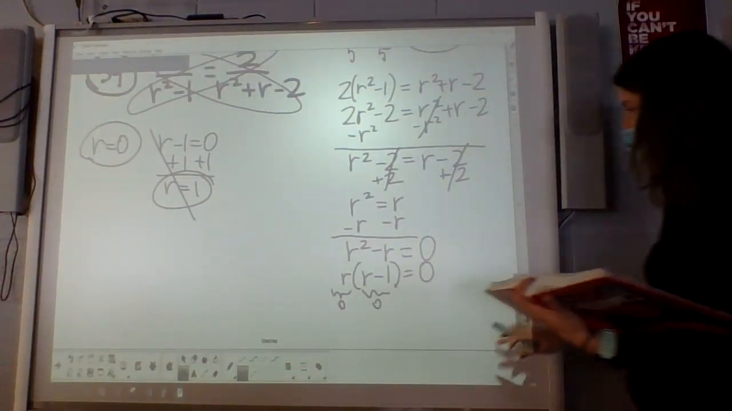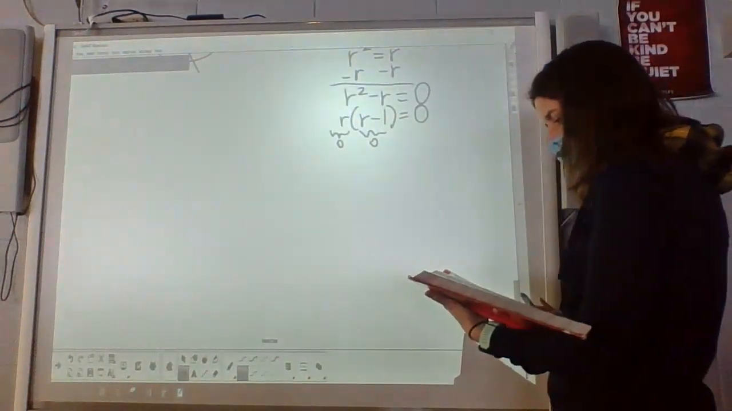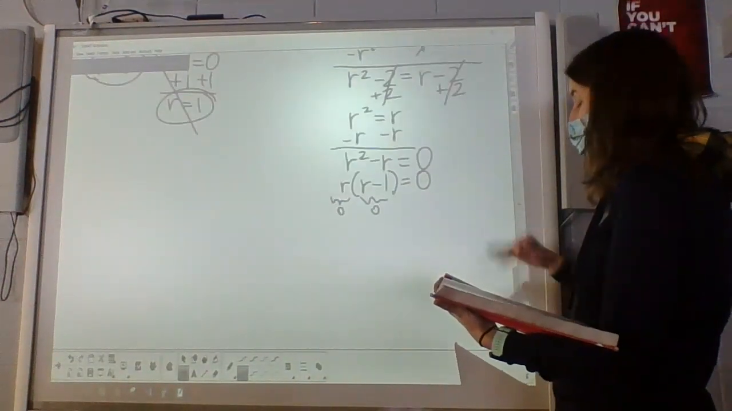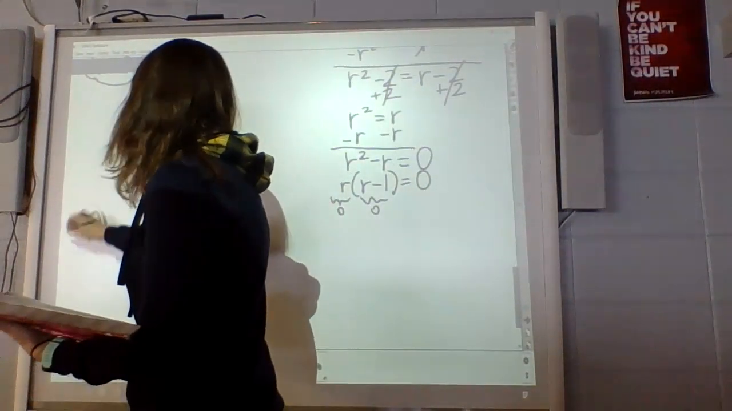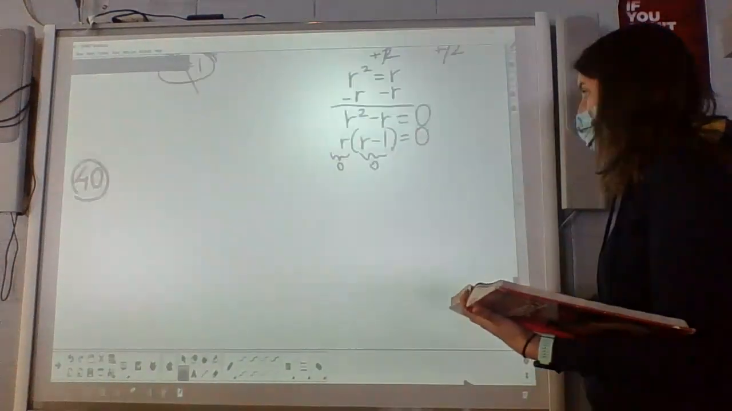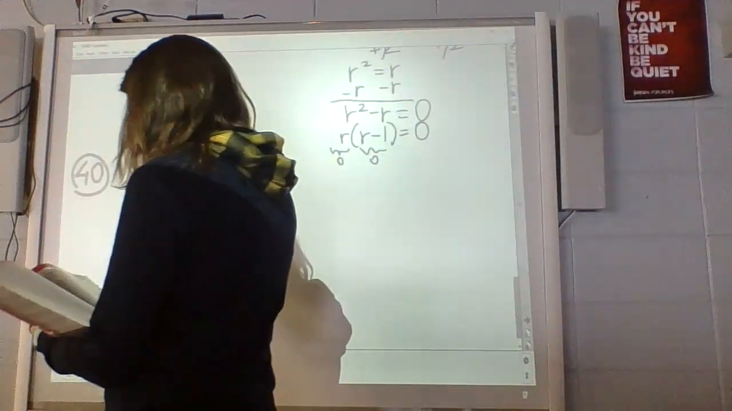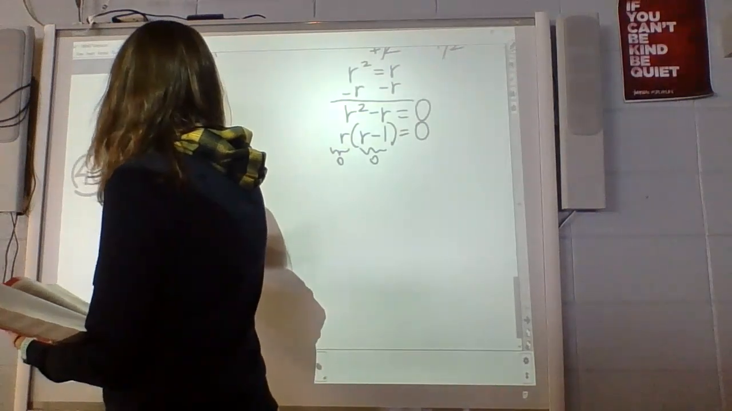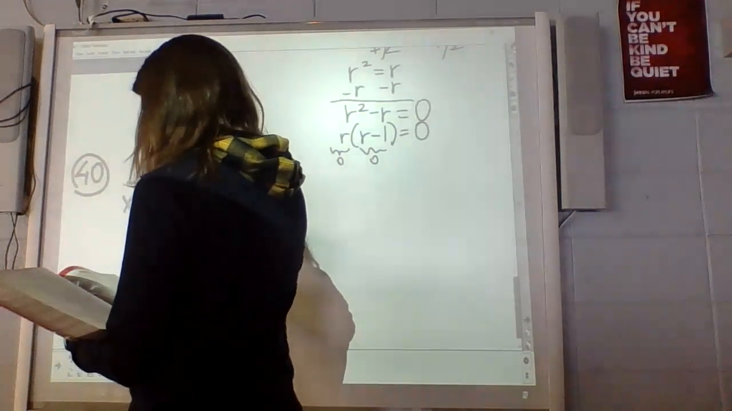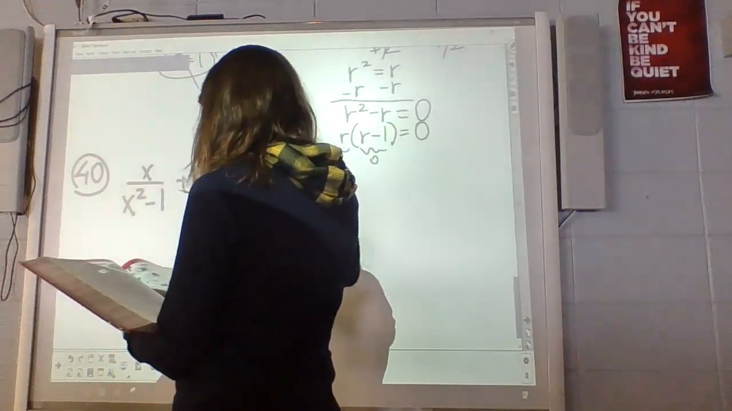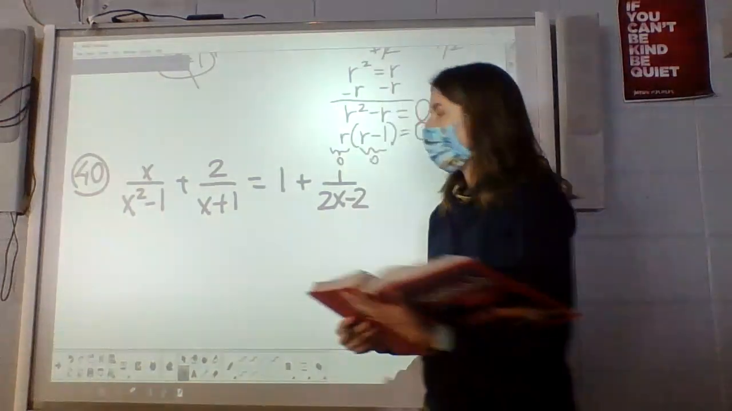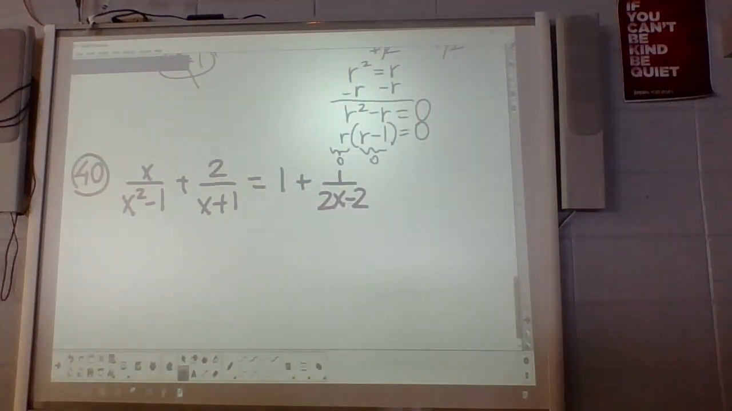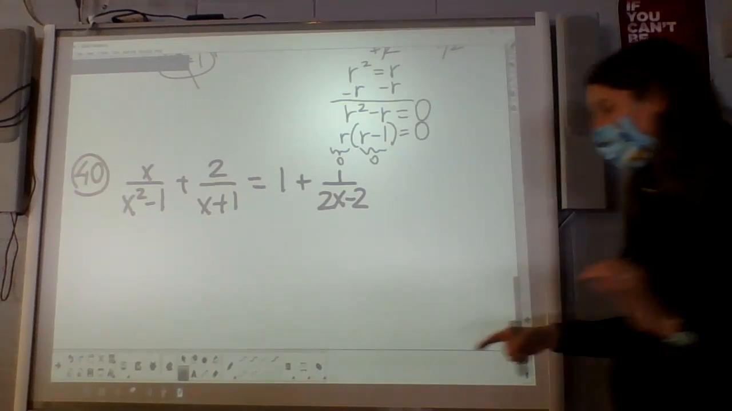And then finally, number 40. This one's tough because there's 3 fractions and then 1 whole number, so that probably might have thrown you off a little bit. Okay. So in order to do this, again, we want to get rid of the common denominators, but we might have to do some factoring first to figure out what they are.